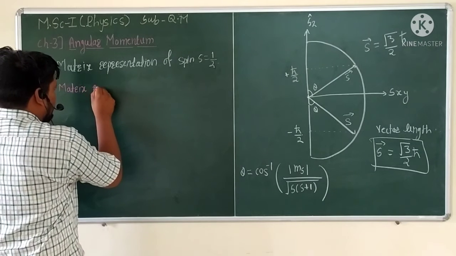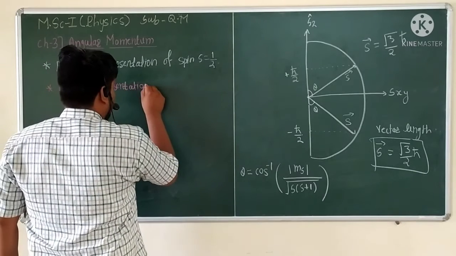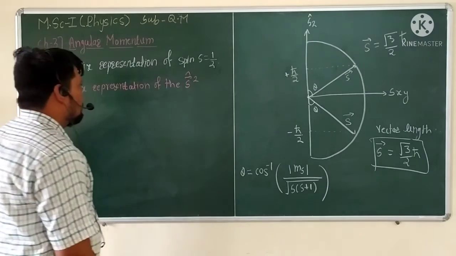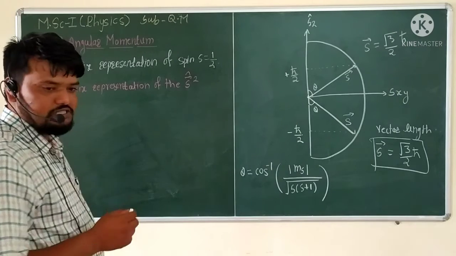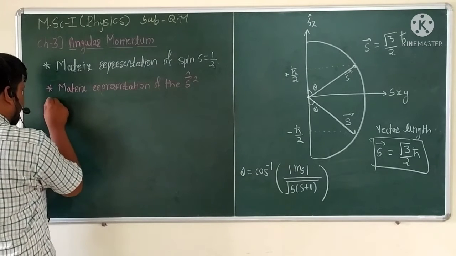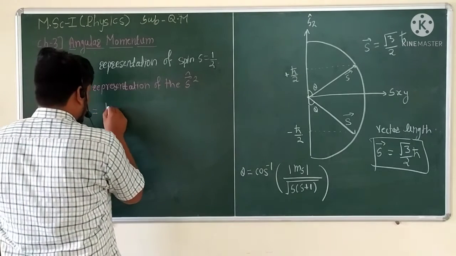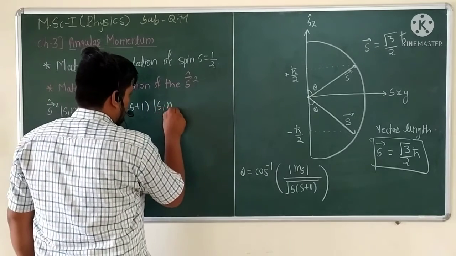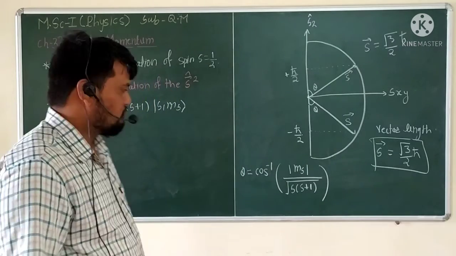Matrix representation of the s square. Okay, so see what the eigenvalue and eigenvector of this s bar square are. The eigenvalue is nothing but, s cap square of s comma ms is equal to h cross square s into s plus 1 of s comma ms. Okay, so we want to calculate the matrix representation of this.